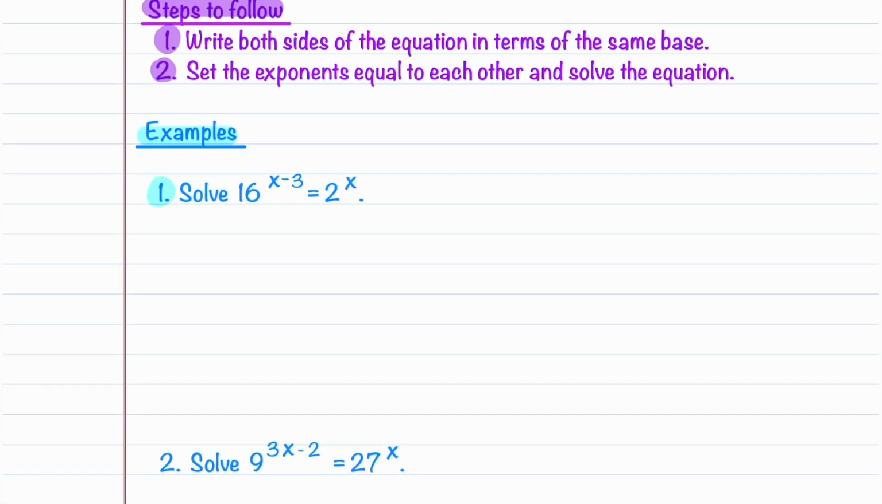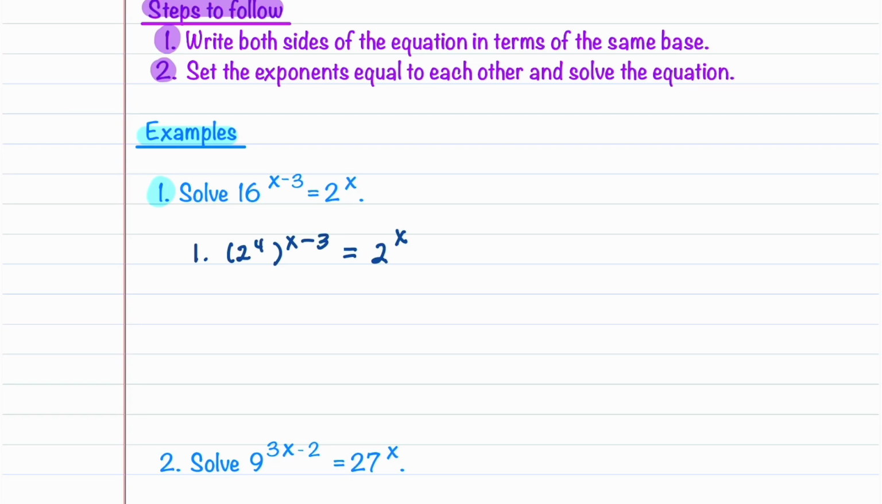In our first example, we're going to solve 16 raised to the x minus 3 is equal to 2 raised to the x. The first thing that we want to notice with this equation is that we can write both sides of the equation in terms of the same base. So let's go ahead and do that. 16 is 2 times 2 times 2 times 2, so that's just 2 raised to the fourth power, and then it's raised to the x minus 3. And on the right-hand side, we have just 2 to the x.